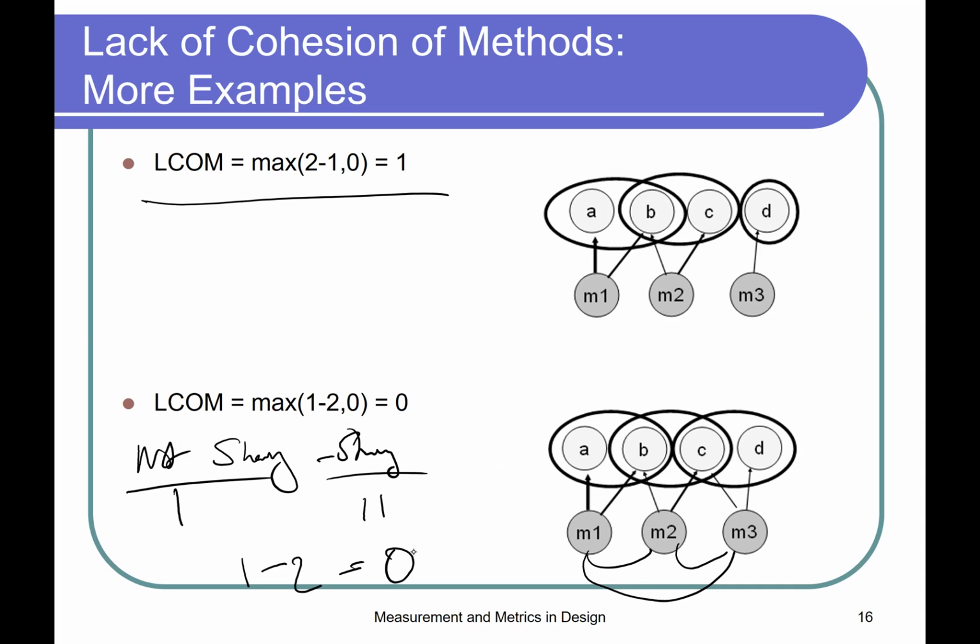Okay. So despite M1 and M3 over here not actually sharing any variables with each other, still in general, this class and its methods have a high level of cohesion, or in other words, they have a 0 level of lack of cohesion.